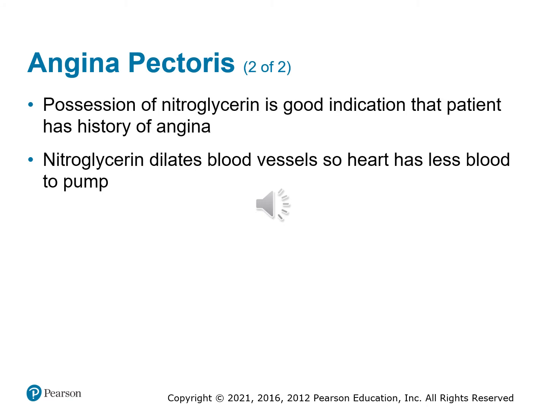Lucky for us, angina usually responds to nitroglycerin. Nitroglycerin is likely prescribed to patients who have a history of angina, and with nitro we know that it's going to dilate the blood vessels. This includes the vessels feeding the heart. That's going to allow more blood flow to get to the heart muscle itself and hopefully alleviate the patient's discomfort.